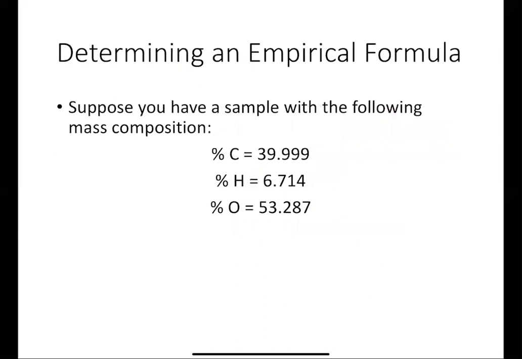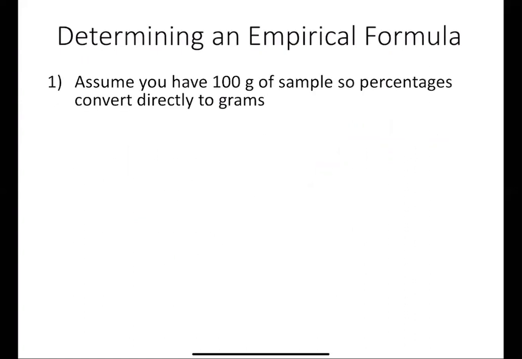Okay, so an empirical formula, you have 39.999% carbon, but that's by mass. We have like 6.7% hydrogen, and we have 53% oxygen. All right, so how do you find this ratio is the problem. So first step, assume you have 100 grams of the sample so that the percentages convert directly to grams.